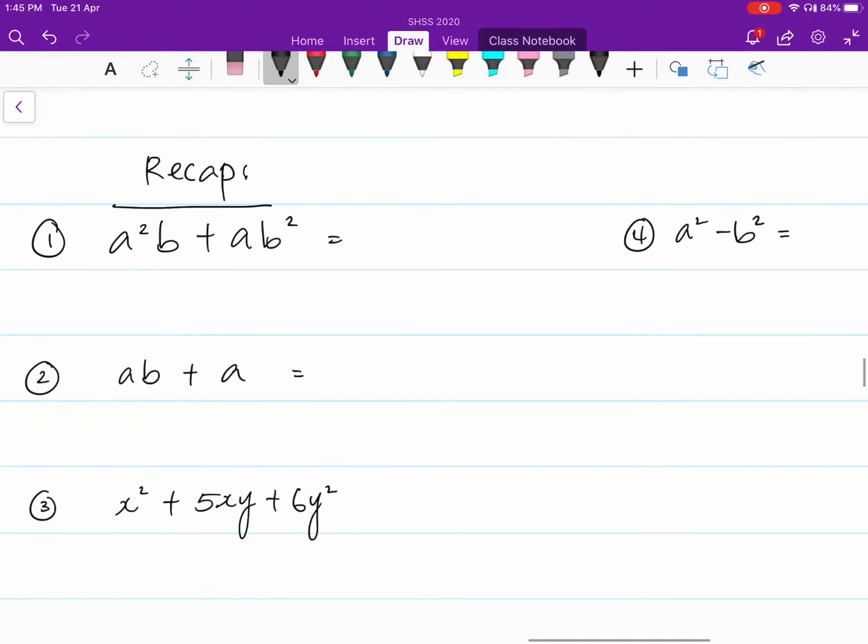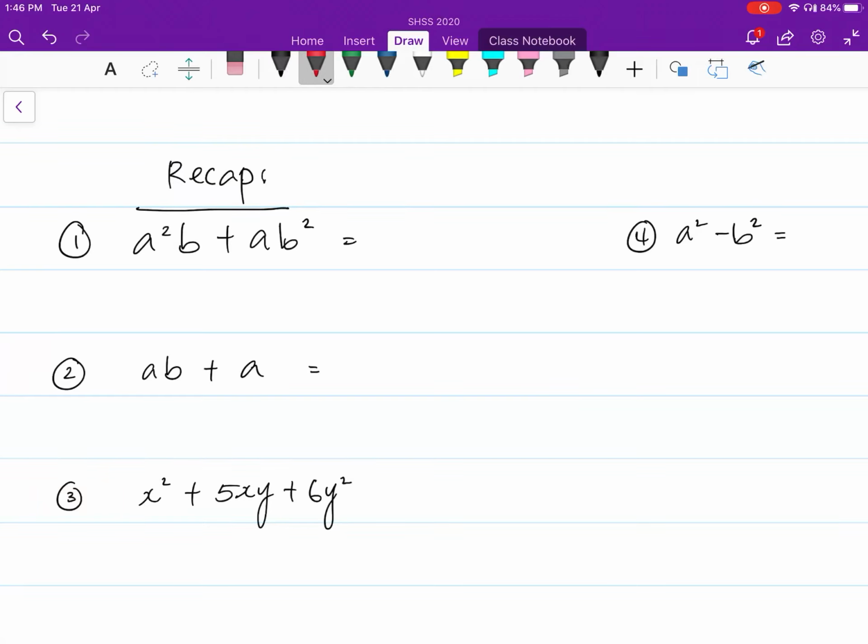Let's take a look at the first type of factorization that we need to remember. That is a squared b plus ab squared. We will see some common factors of a and b that we can take out. So we will take out a and b. I'm only left with a on the first one, and I'm left with b on the second term. That is how you do the factorization for common factors.